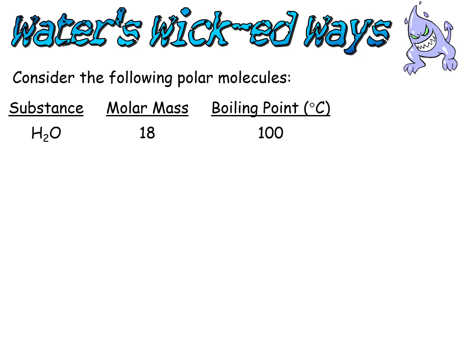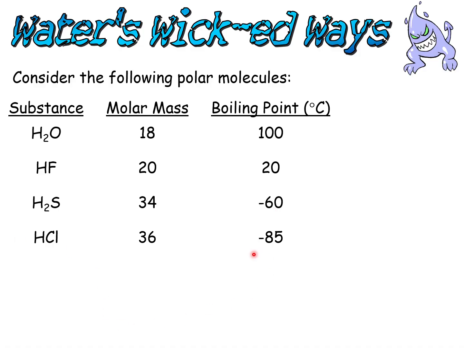So we have water, which has a molar mass of 18 units and a boiling point of 100 degrees C. So it takes a lot of energy to get water into the gas phase. Here's HF, it weighs a little bit more, but its boiling point is significantly lower. Then we have H2S, which weighs even more. It's almost twice what water weighs and has a boiling point of minus 60 degrees C.